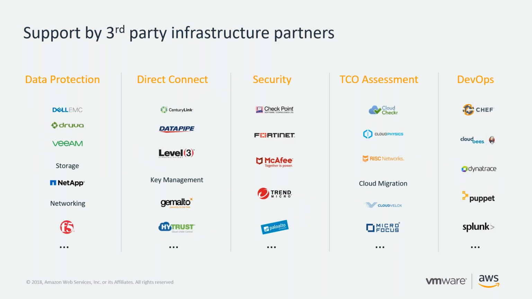So there is support by third-party infrastructure partners, which is growing every day. For example, from data protection, you have Dell EMC, Druva, Veeam. Then there's the storage side of it with NetApp, networking with F5 as well. Direct Connect partners such as CenturyLink, DataPipe, Level 3, and then also with key management, Gemalto, HITRUST. And then from a security standpoint, for example, there's Checkpoint, Fortinet, McAfee, Trend Micro, Palo Alto. From TCO assessment providers and tools, you have Cloud Checker, Cloud Physics, Risk Networks, Cloud Migration Services through CloudVelox, Micro Focus, and then also with DevOps, for example, with Chef, CloudBees, Dynatrace, Puppet, and even Splunk.